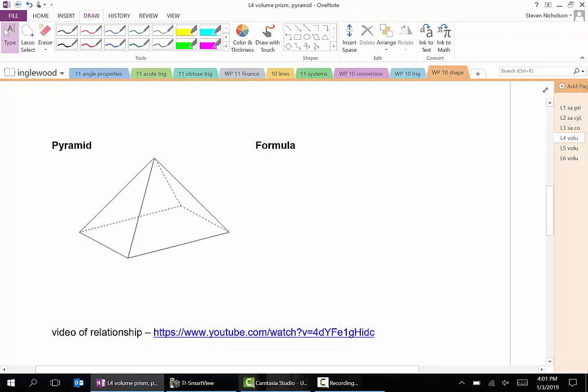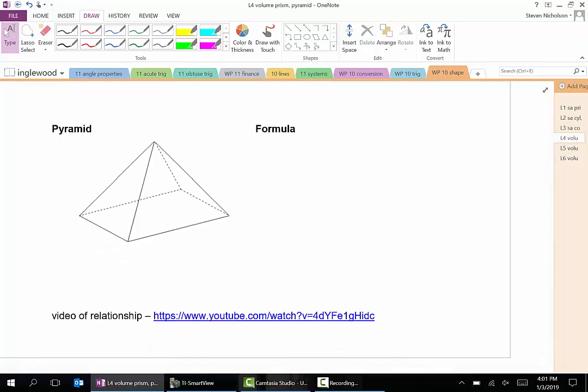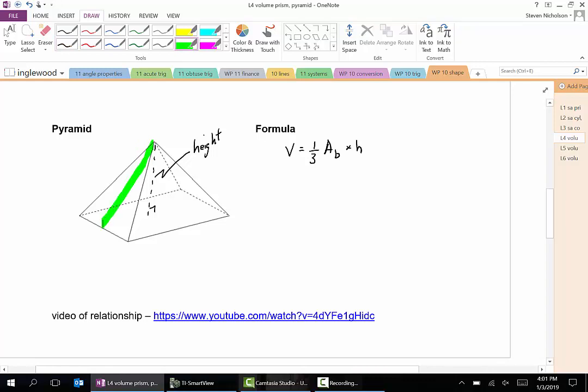Well, the volume of a pyramid is almost the same. The volume of a pyramid is 1/3 the area of the base times the height. Now, again, this is that important distinction we made before. This is the height that we want, not the slant height. Remember, look in your notes from surface area, the green line would be the slant height, and that's for surface area. When we talk about the height of a pyramid, we're talking about how tall it is.